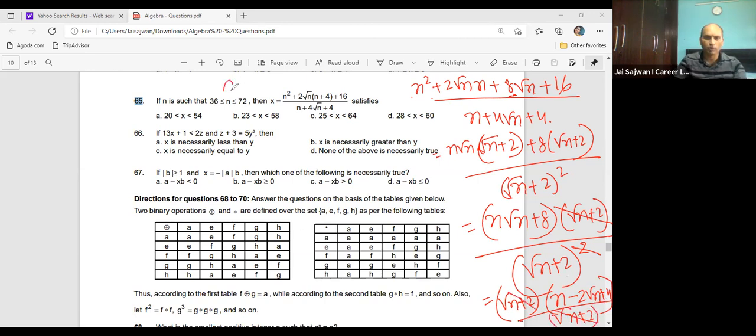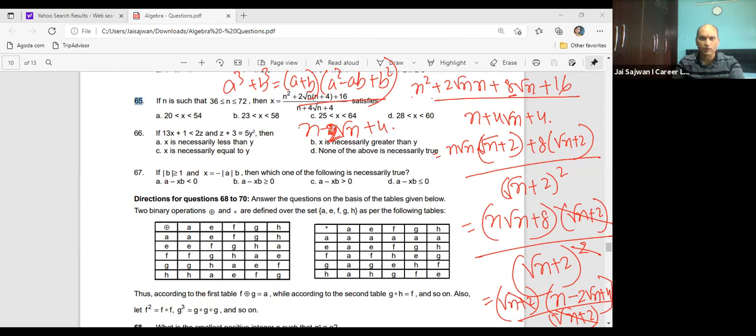I hope all of you know about this. a cube plus b cube is written as a plus b into a square minus ab plus b square. So a plus b gets cancelled out. This is the value which is left here. Is it fine? So the value will come out to be this much. Now it is n minus 2 root n plus 4. Is it fine?